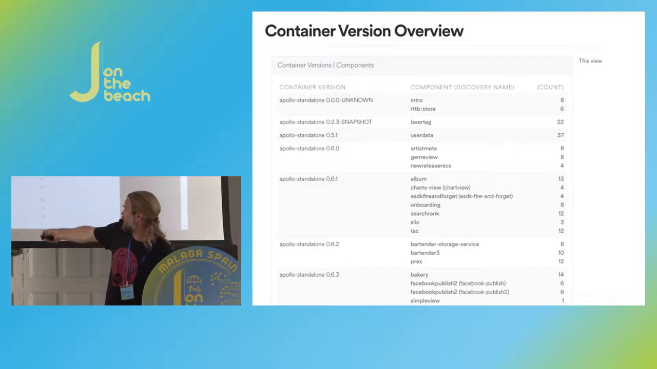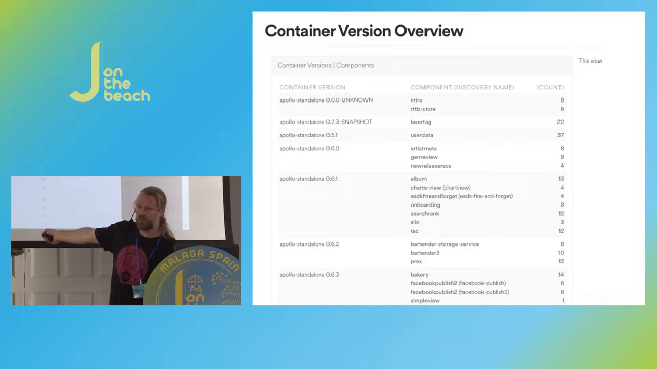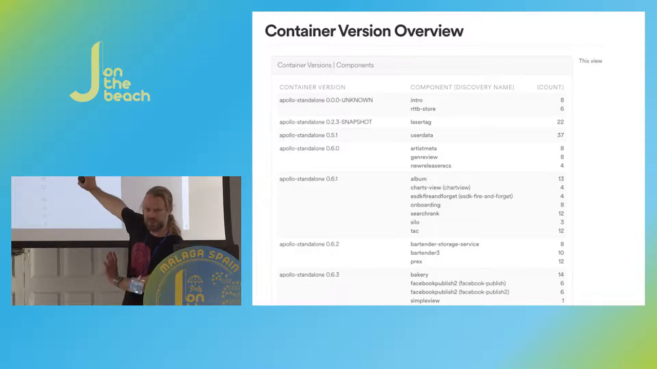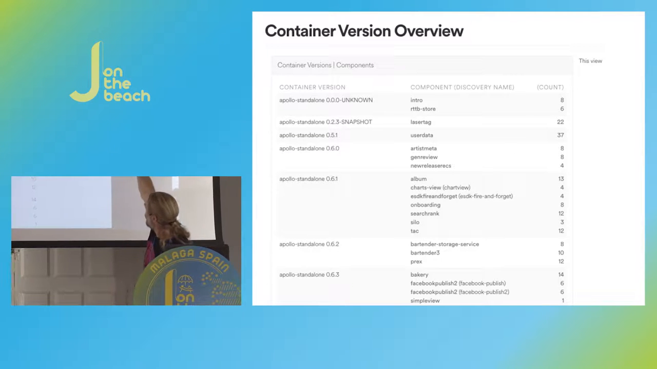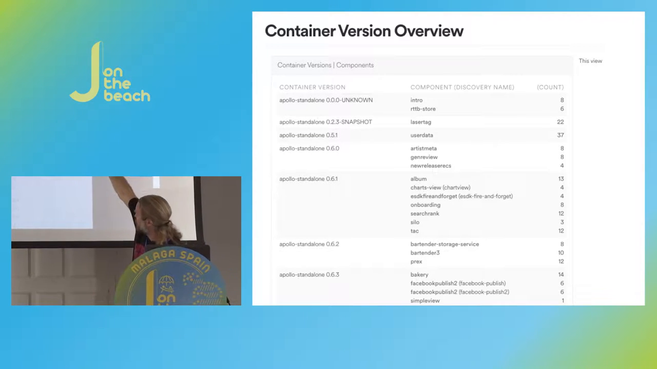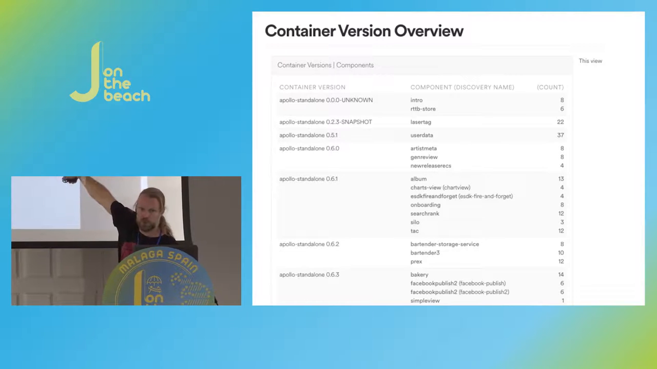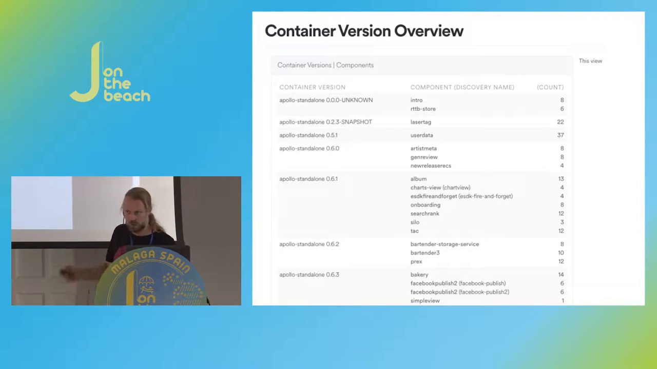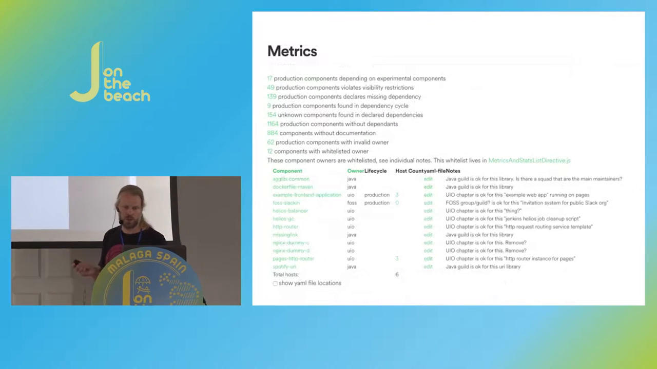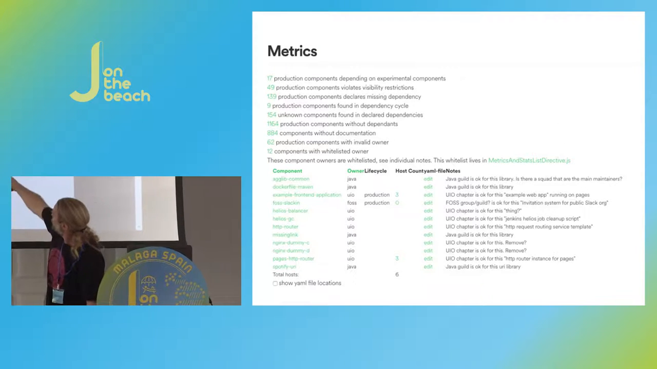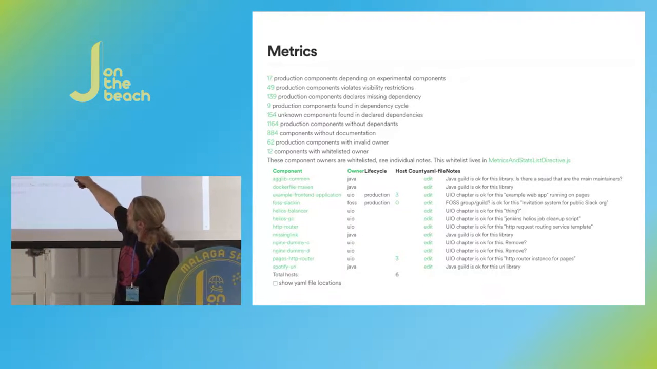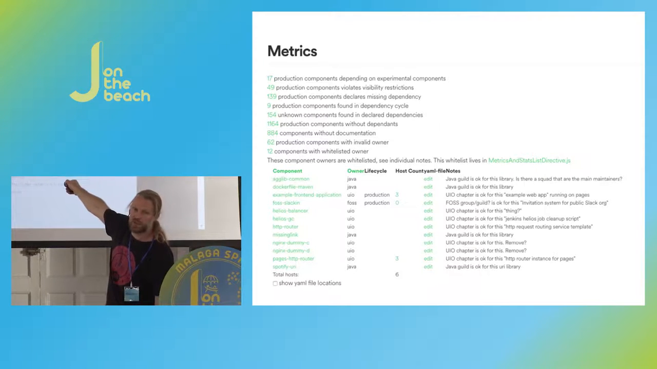I think this is a better one, 0.6.3, it's old. I think they should be on 1.0, but at least I can see that there are a number of instances with these names that are on different versions of the component framework, the backend server framework that we have. And you can also see these metrics, they don't show that well, but you can see we have 17 production components that depend on components that are flagged as experimental.